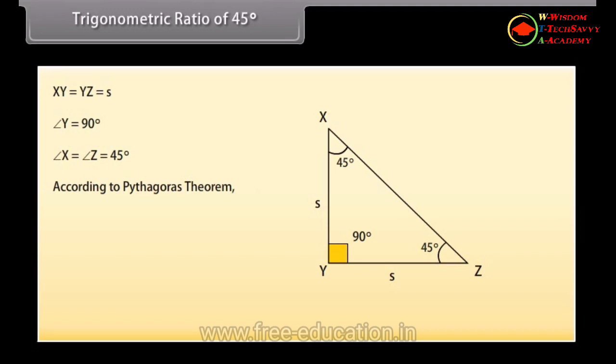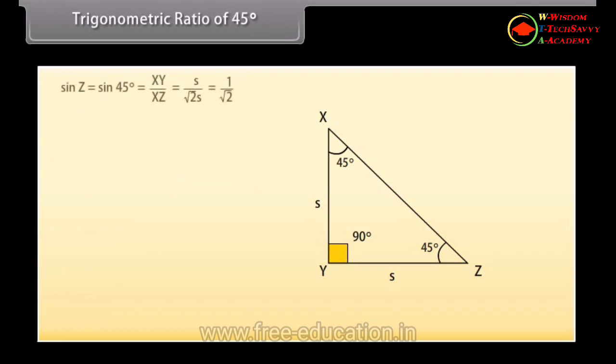According to Pythagoras' theorem, XY square plus YZ square is equal to XZ square. By substituting the values, we get s square plus s square is equal to XZ square. XZ square is equal to 2s square, which is XZ is equal to square root 2s. Sin Z is equal to sin 45 degree, which equals XY upon XZ, which equals s upon square root 2s, which is equal to 1 upon square root 2.